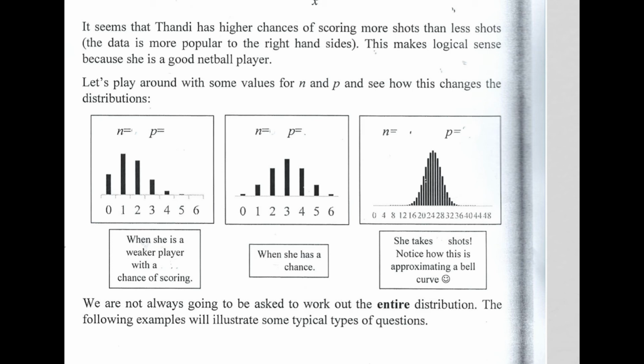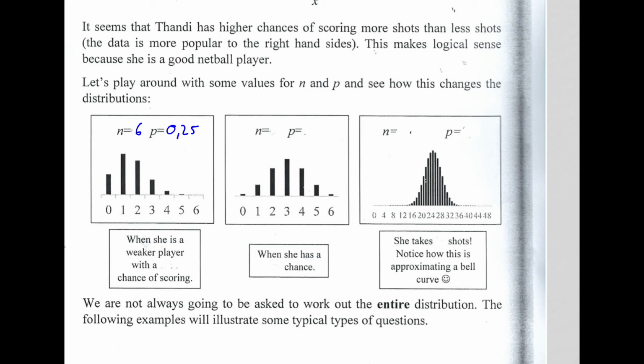If we look, there are still 6 shots, n equals 6, but in this case we're going to bring down the probability of her scoring to 0.25, which is 25%. So that means she's less likely to score now than she is to not score. So in this case, the data is weighted to the left. Looking at this one, what kind of probability do you think she has of scoring? Now it looks symmetrical.